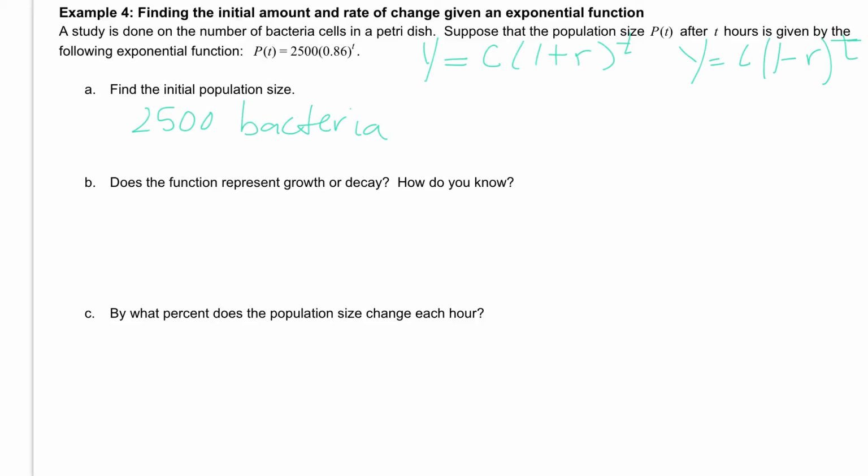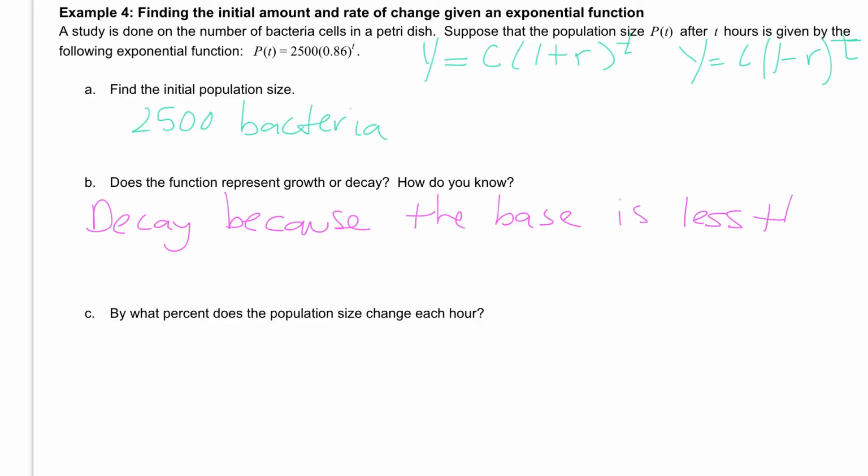So we're always going to have a number that's smaller than 1, but bigger than 0, being raised to that t. So in letter B, is it growth or decay? If we look at the base, it's 0.86, which is definitely smaller than 1, but bigger than 0. So we can say this represents decay because the base is less than 1 but greater than 0.